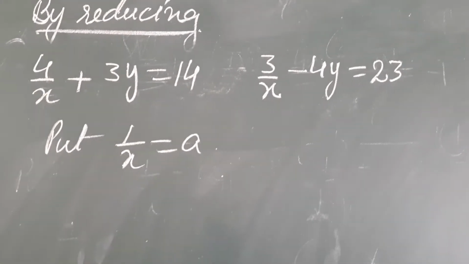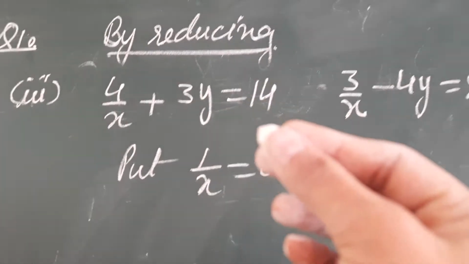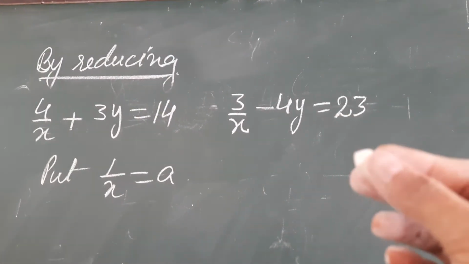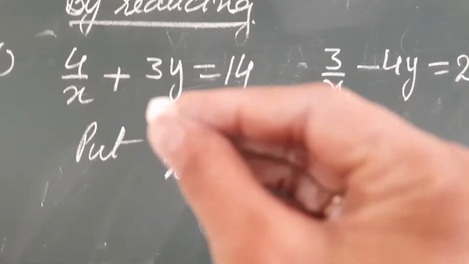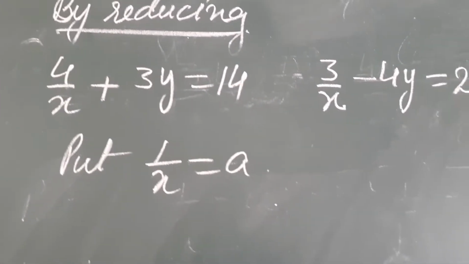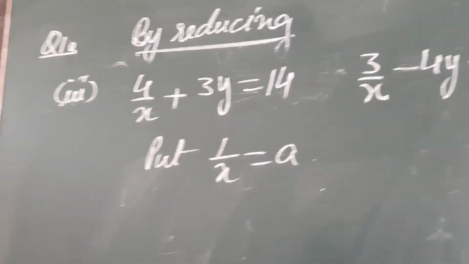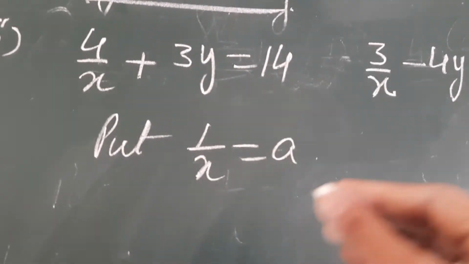Dear students, in the next part, the equation is 4 by x plus 3y is equal to 14 and 3 by x minus 4y is equal to 23. In this, as you can see, y is already written in the proper form, that is in the numerator. So no need to replace this y, and for 4 by x we will use a new variable.